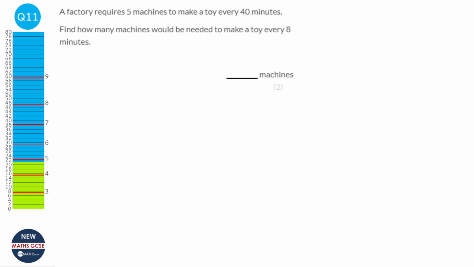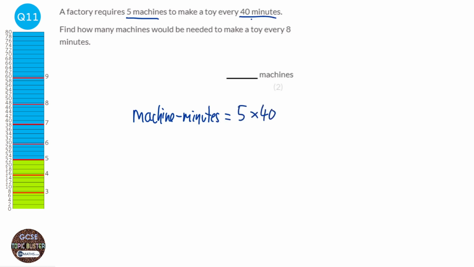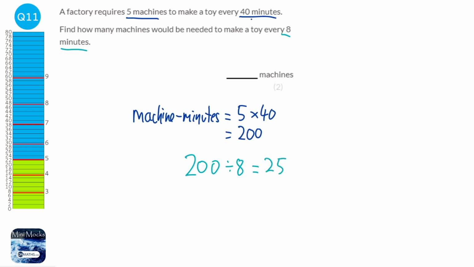So we need to first of all work out the amount of machine minutes it takes to make a toy. And what we do is we multiply the amount of machines by the amount of minutes. So 5 times 40, which would be 200. So if we had one machine, it would take 200 minutes to create one toy. Here we're asked, well, okay, what if we wanted a toy every 8 minutes? So we get the 200 and we divide it by 8. And when we do that, we get 25. So if we had 25 machines, we would be able to make it every 8 minutes.